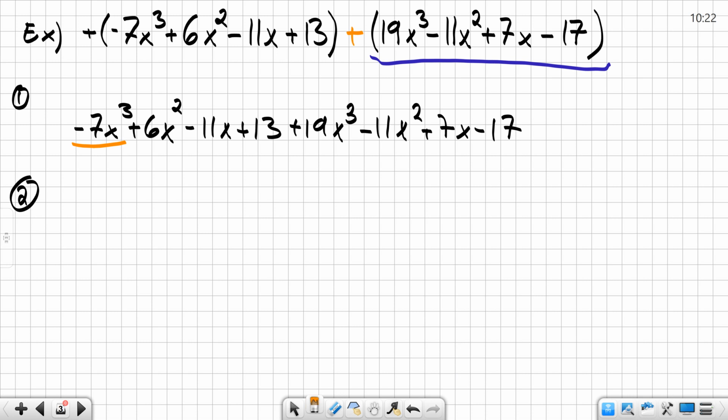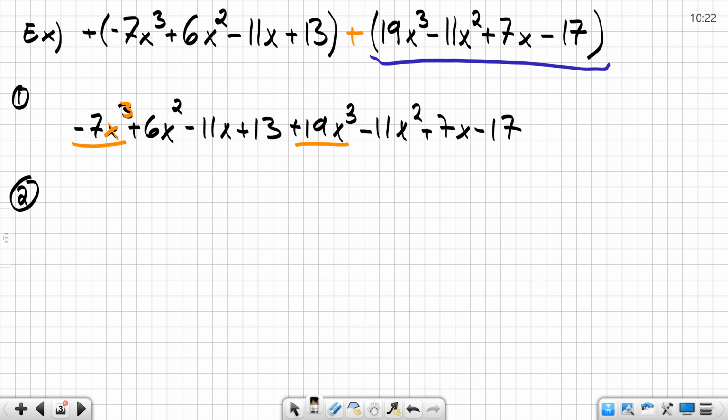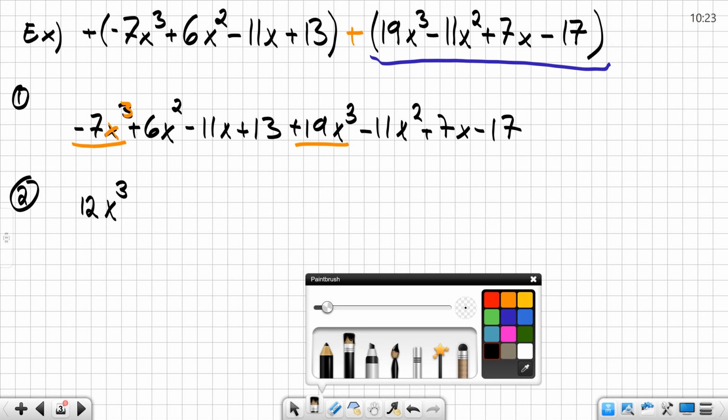And now I'm going to look for a term that also has an x to the third. Can we find one? There is another one. So in other words, I have a negative 7x cubed plus 19x cubed. If I combine these two like terms, all I have to do is add or subtract the coefficients. So a negative 7 plus 19 will give us a positive 12x cubed.